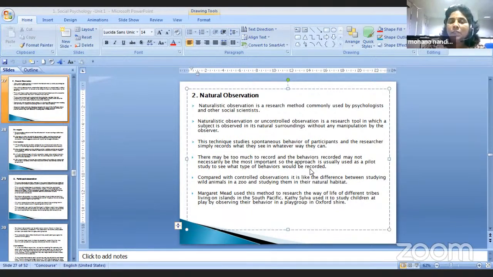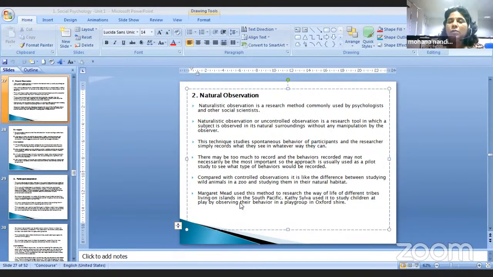Again, we will compare this observation with controlled observation. Suppose these two things are different. Most of the time, we'll go with natural observation. Suppose wild animals in nature. Even most of the social psychologists observe the animals, how they are behaving in the zoo seeing the crowd. When they watch the lion, how it is behaving, how it is eating, how it is behaving with the other animals. So these are the things we can observe in natural observation.